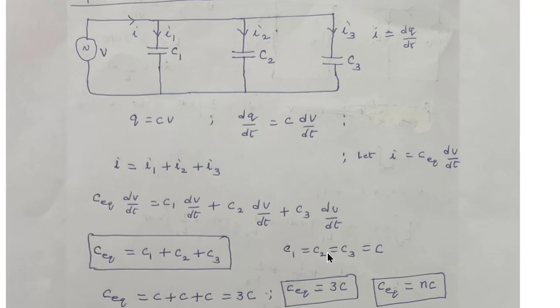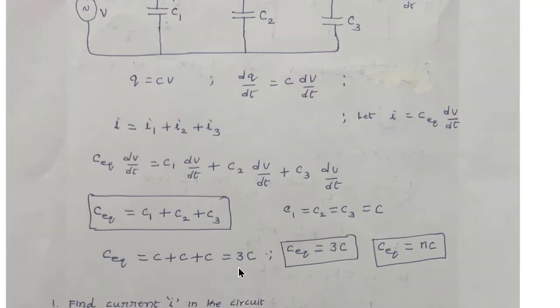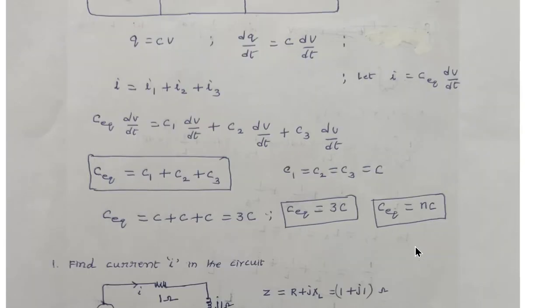If C1, C2, and C3 are equal and that value is C, in that case we get C equivalent is equal to C plus C plus C, which is 3C. Then C equivalent will become 3 into C. Suppose n number of equal capacitors are connected in parallel. In that case, the equivalent capacitance will become N into C.